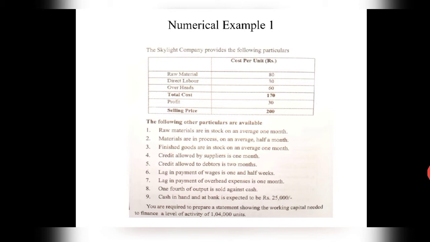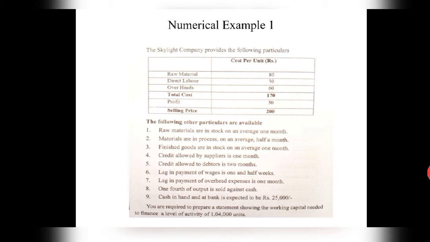Then they have also given that 1/4 of the output is sold against cash. Now here we will have to calculate the remaining amount, that is 3/4 of the sales will be credit sales, and that will be taken for calculation of credit sales, that is the debtors. And the last point given is the cash in hand and bank balance. It is expected to be 25,000.